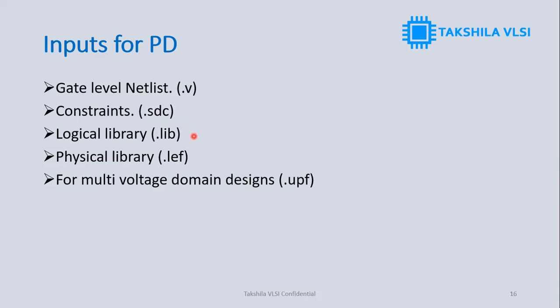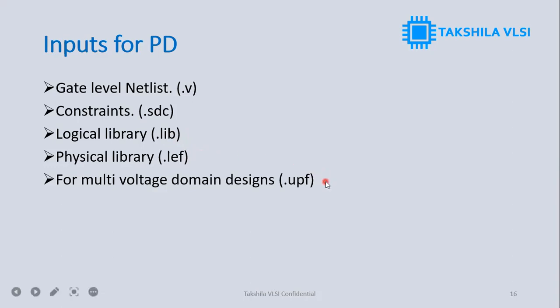Next is the logical library, extension is .lib file. In this file, the cell delays are mentioned in the form of input transition and output load, all the cell delay information. Next is the physical library, extension is LEF file, layout exchange format. For the cell libraries present, either a macro or standard cell, the area information, height and width, how many pins are associated, all these physical information of a standard cell and macro are present in the LEF file.